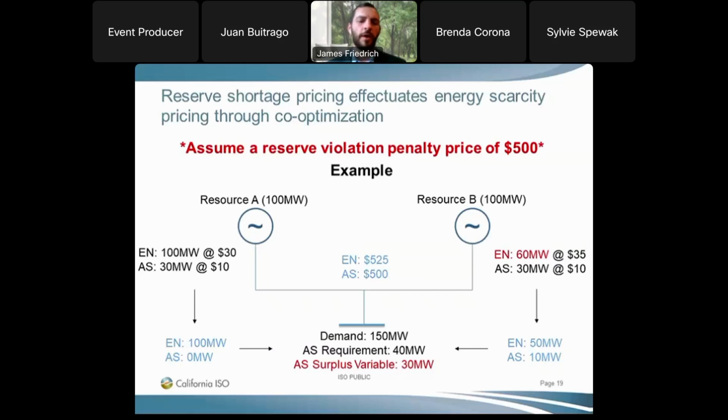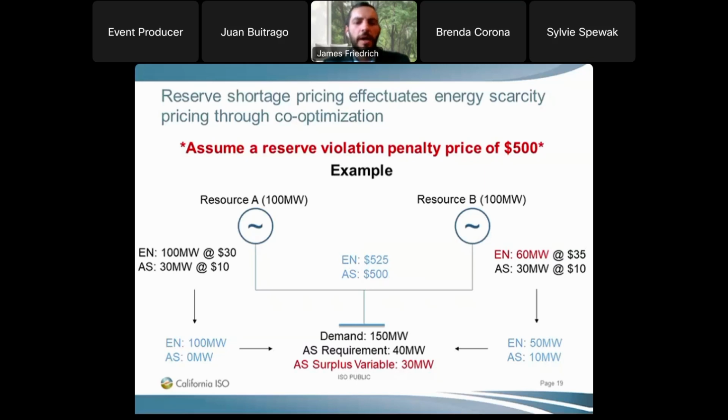So the market's going to squeeze all it can out of these two resources in order to provide the energy and the reserves. And at the bottom, an AS surplus variable is going to kick in. That's where the market says, okay, I'm not able to meet my AS requirement, and I'm going to trigger this AS surplus variable to take a value that reflects the missing quantity that I need. That quantity is 30 megawatts because the sum of these two units is 30 megawatts short of meeting the requirement. Now, as we learned in the beginning slides, whenever you have a surplus variable that takes value, its penalty price is part of the objective function.